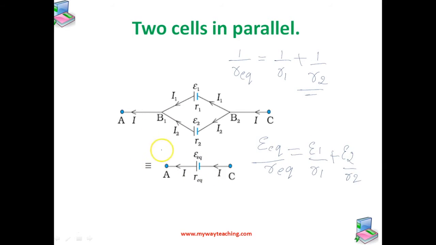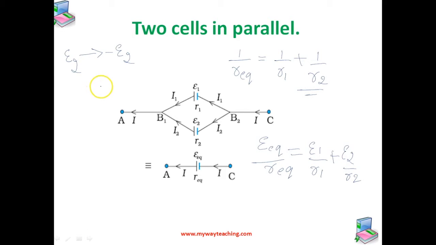Here in this figure you can see two positive terminals are joined together and two negative terminals are joined together, isn't it? So currents I1 and I2 flow out of the positive terminals. If the negative terminal of the second cell is connected to the positive terminal of the first, then in these equations we just replace epsilon 2 with minus epsilon 2. That is the only difference.